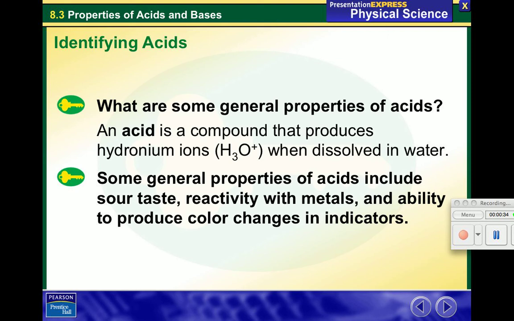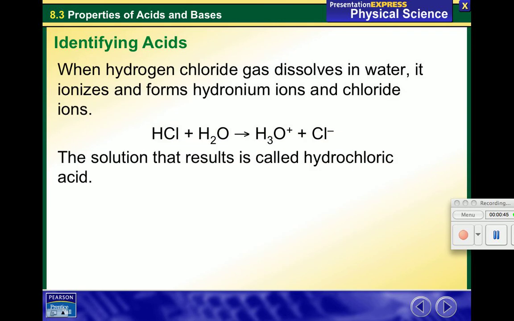definitions. So the first definition that we're going to look at for an acid is a compound that produces hydronium ions when dissolved in water. So let's take a look at that. So here I have hydrogen chloride. It's also known as hydrochloric acid.